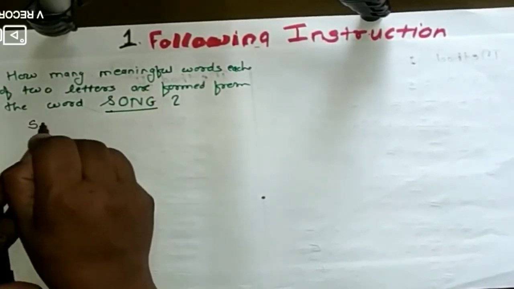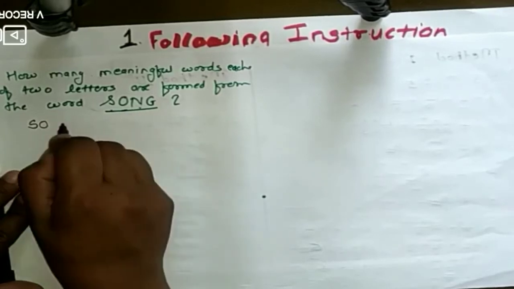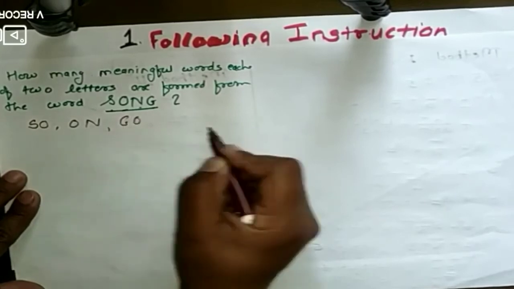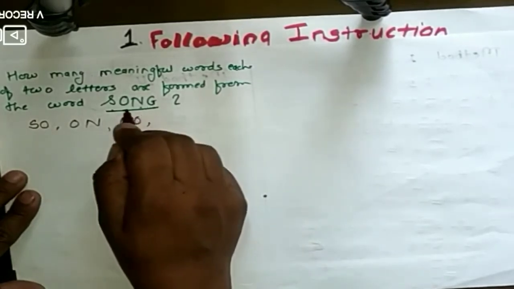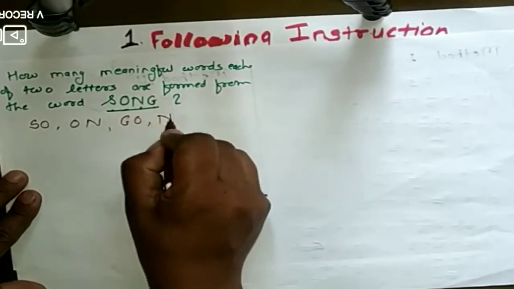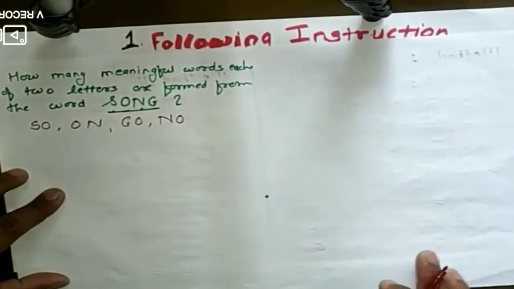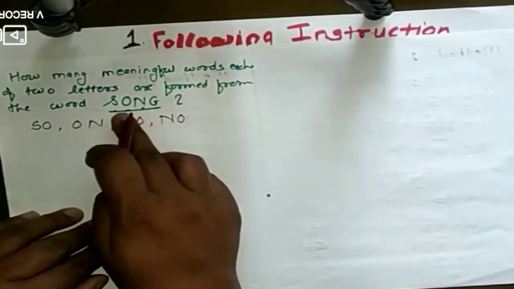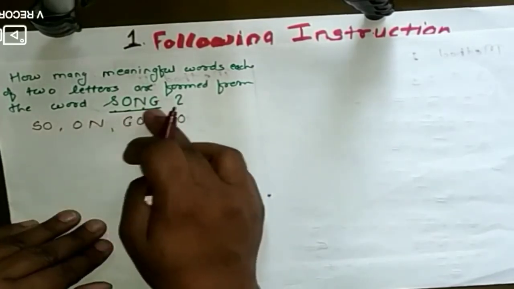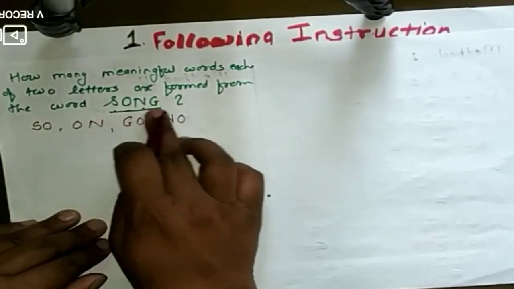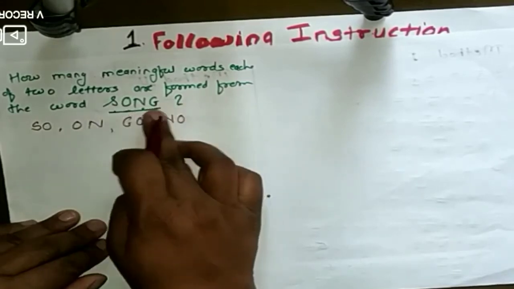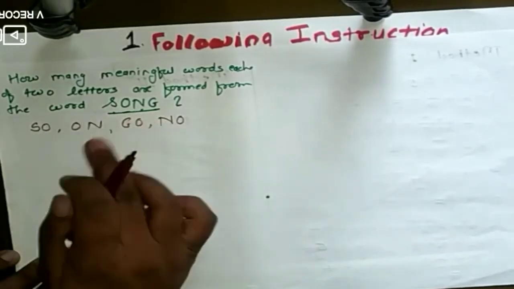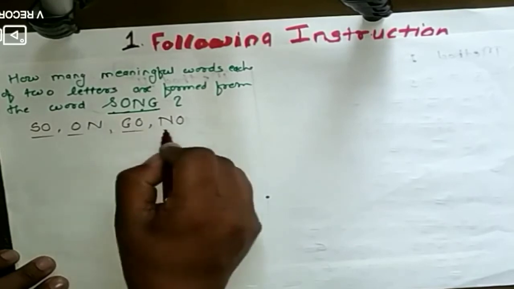SO, so this is the first word. ON, on, this is another word. Okay, GO, go. Then NO. Here they have not told us not to change the order, so we can join any letter with any letter. So here four words form. Again we will see: SG is a word? No. GS is a word? No. NG is a word? No. GN is a word? No. So four meaningful words are formed from this word SONG.